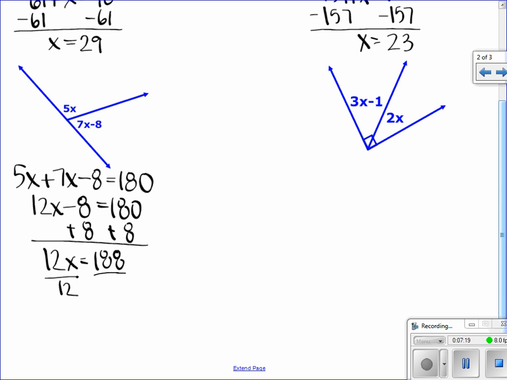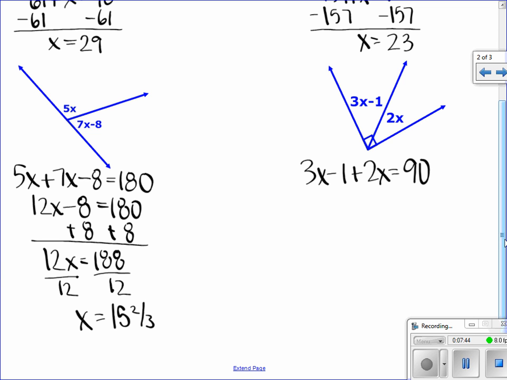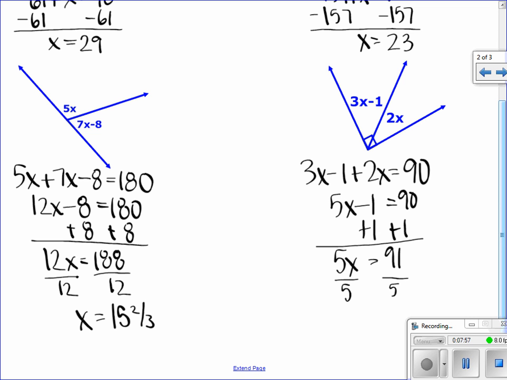What is this answer? That sounds like it's about right. Questions on this one before we look at the next one? Did we all get the same answer? Okay. This one is different only because of the number at the end. Otherwise the process is the same. I believe it's 18.2.